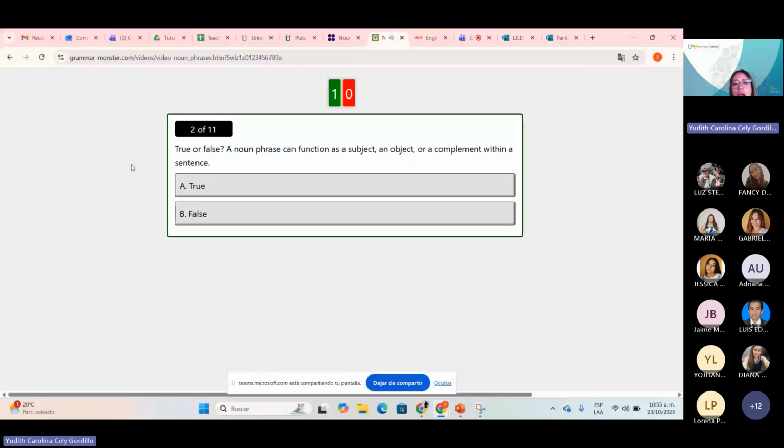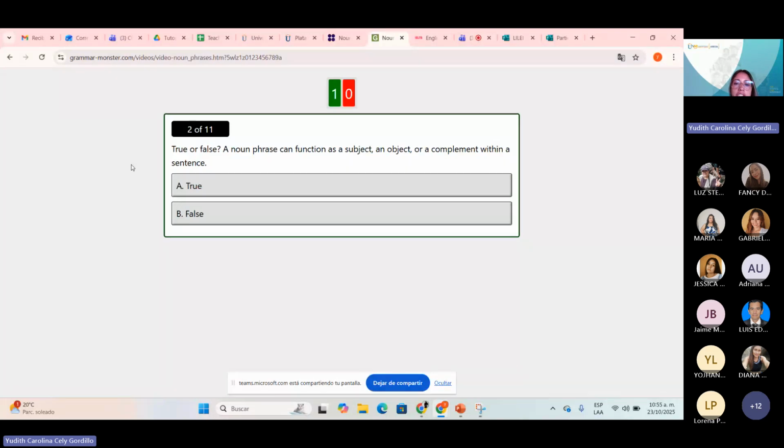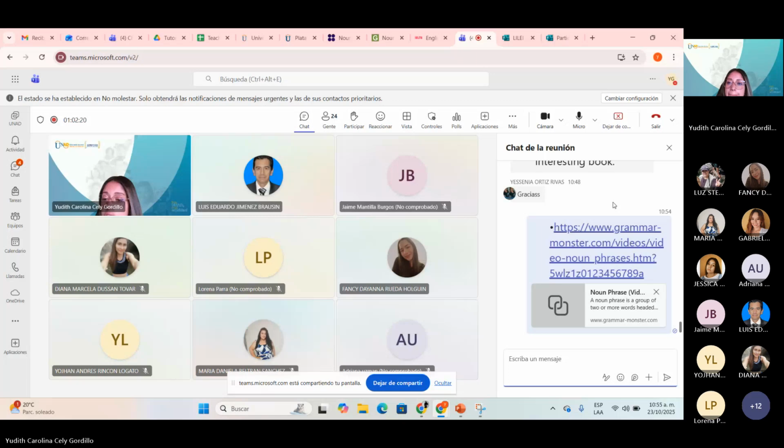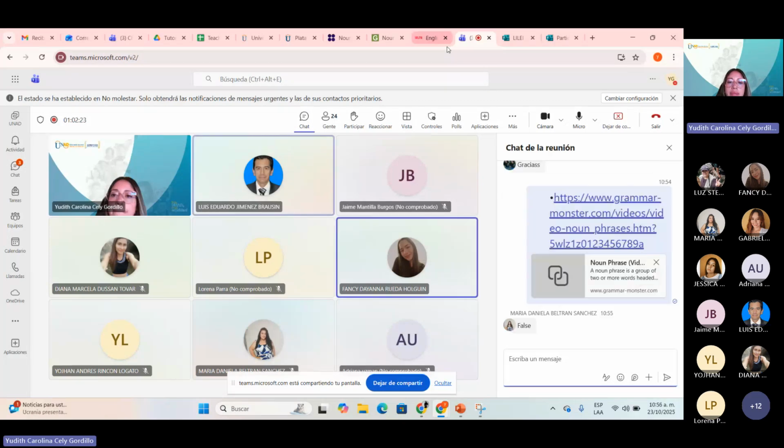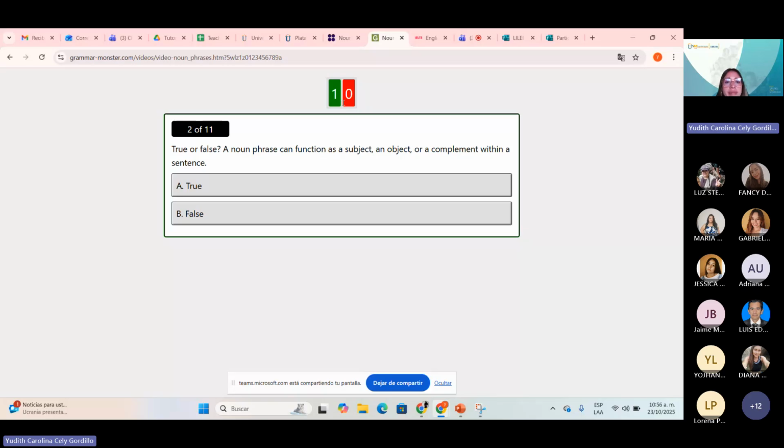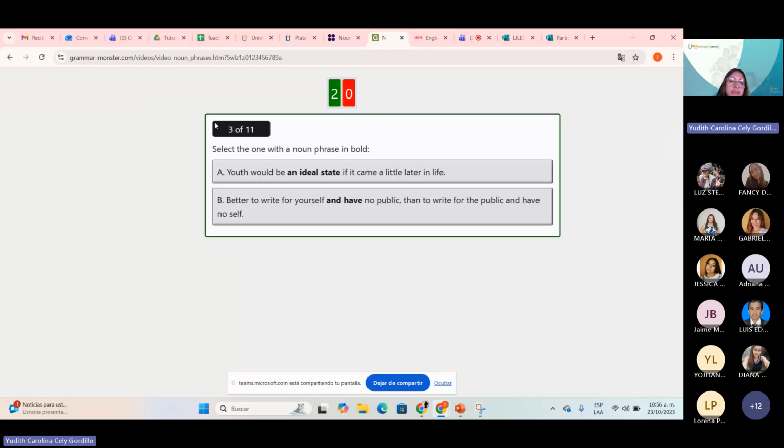Number 2: a noun phrase can function as a subject, object, or complement within a sentence. What do you think? Is it true or false? True. What about the rest of the students? Do you agree? True. True. That's perfect.